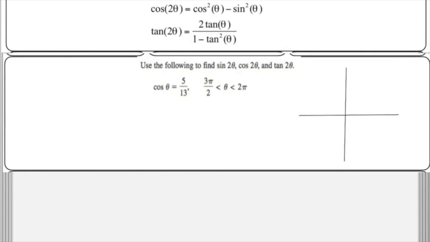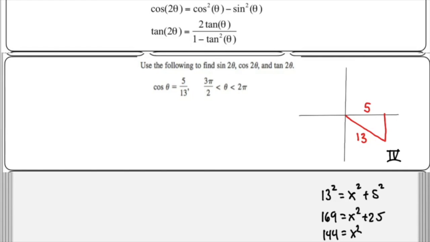Okay, and it says it's in between 3 pi over 2 and 2 pi, so that's going to be the fourth quadrant over here. And I'm just going to draw this dummy triangle here, which is more of a placeholder. And it says the cosine is 5, the adjacent over the hypotenuse here. And so using the Pythagorean theorem, I believe the missing side is 12. I'm just using a lot of Pythagorean triplets here for ease of instruction. All right, so let's go ahead and tackle the sine of 2 theta first.